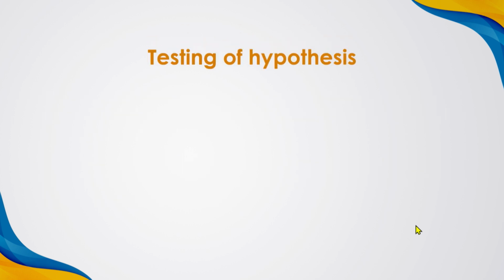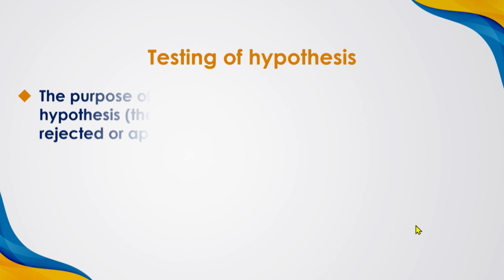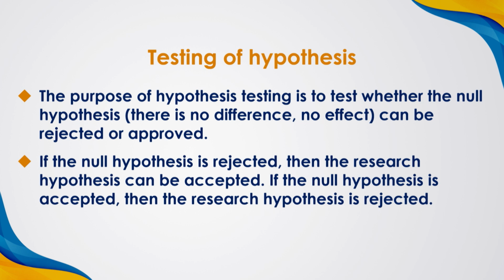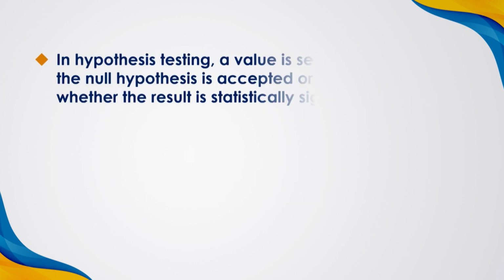Now, the second part is testing of hypothesis, in which the purpose of hypothesis testing is to test whether the null hypothesis, that means the null hypothesis is mostly no difference or no effect, can be rejected or accepted. If the null hypothesis is rejected, then the research hypothesis can be accepted. If the null hypothesis is accepted, then the research hypothesis is rejected.